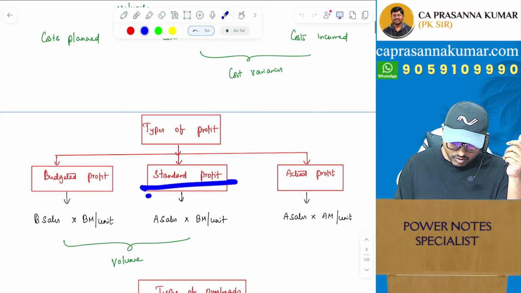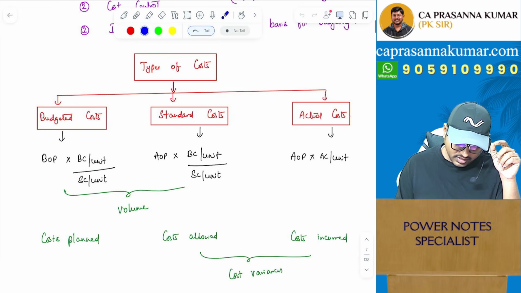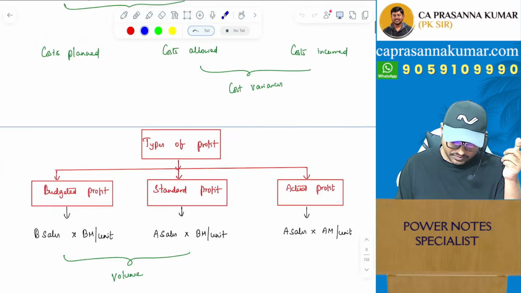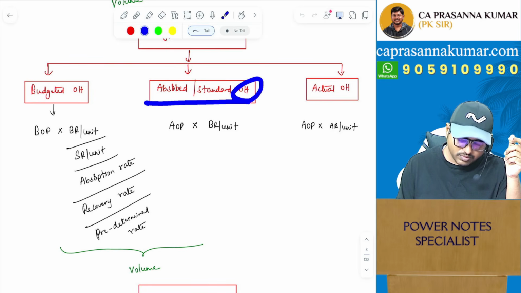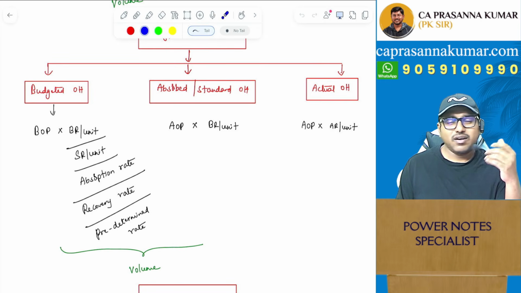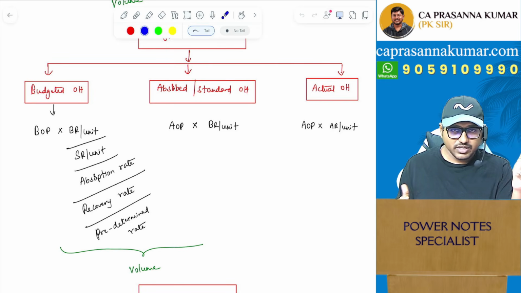Sir, can standard profit be called as absorbed profit? No. Can standard cost be called as absorbed cost? No. Only when it comes to overheads, it can also be called as absorbed overheads. The logic and all those things I can't explain right now. I've repeated the reason again so many times.